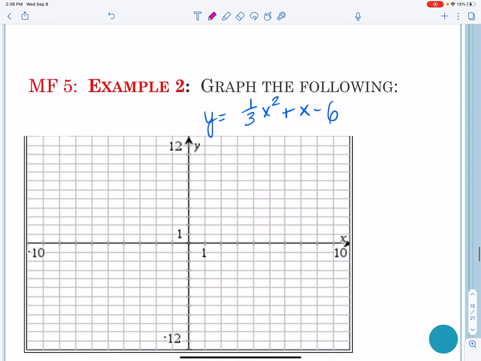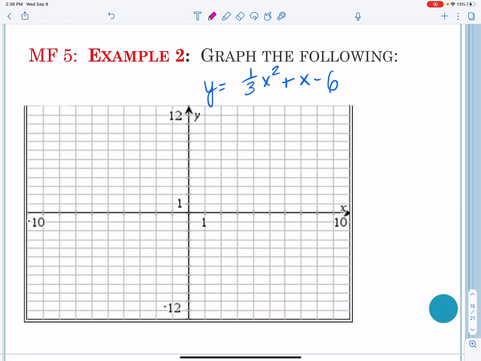Okay. On the next one, if I make a table of values, this one you have to think. You have a 1/3. So I'd be smart about the numbers you're going to put in. Like if I put 0 in, 1/3 times 0 plus 0 minus 6, wouldn't that be a negative 6? So I would have a point at (0, -6).